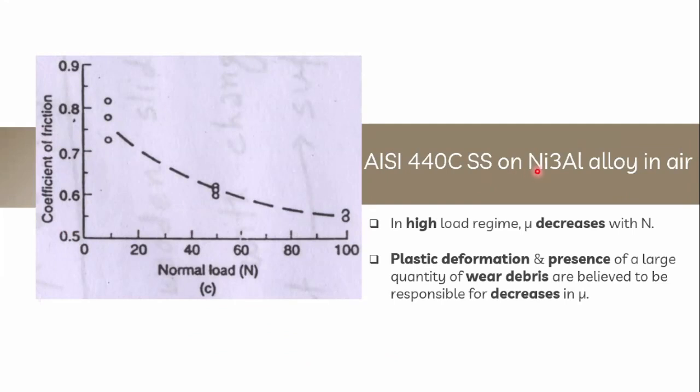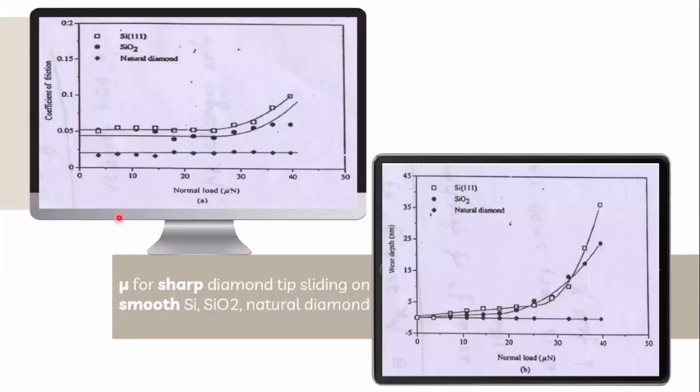Steel on nickel chip aluminum alloy in air, at high load mu decreases, and this is because of plastic deformation and the presence of a large quantity of wear debris. Now mu for a sharp diamond: see, diamond wear depth remains unchanged, but for silicon oxide and silicon coating, it increases with load.